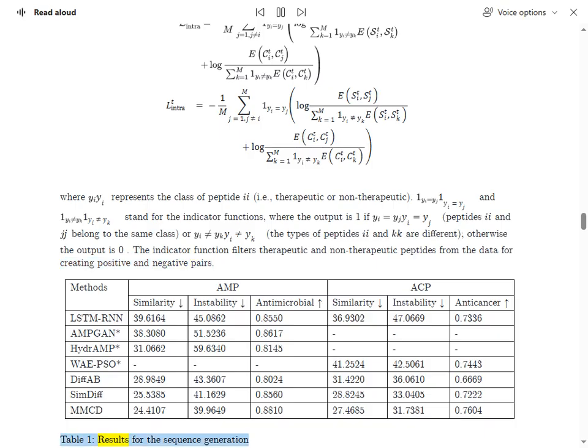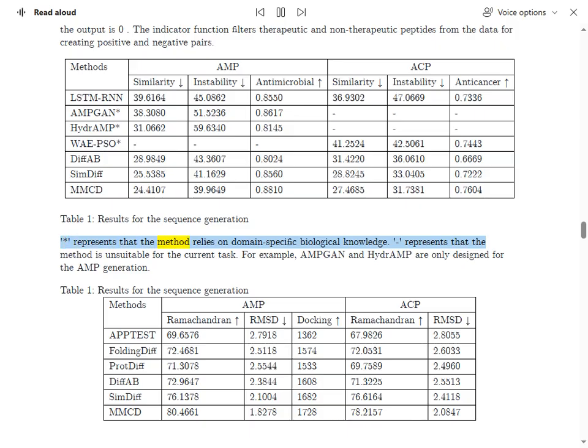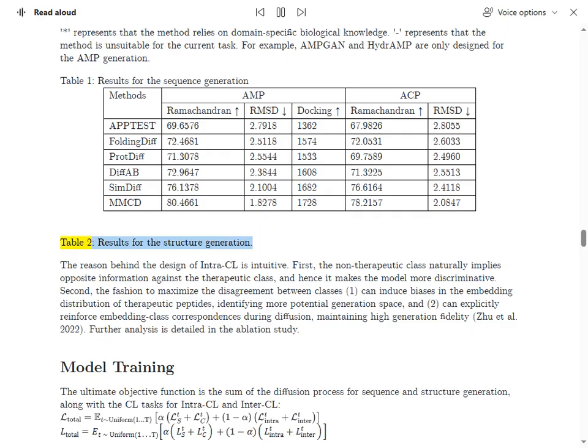Table 1. Results for the sequence generation. Asterisk represents that the method relies on domain-specific biological knowledge. Dash represents that the method is unsuitable for the current task. For example, AMPGAN and HydRAMP are only designed for the AMP generation. Table 2. Results for the structure generation.